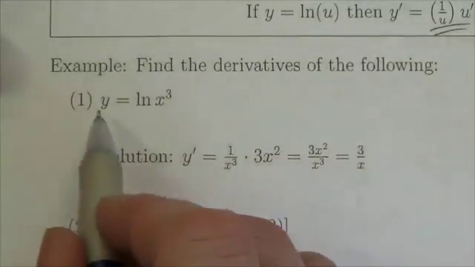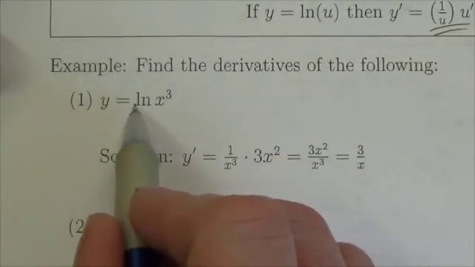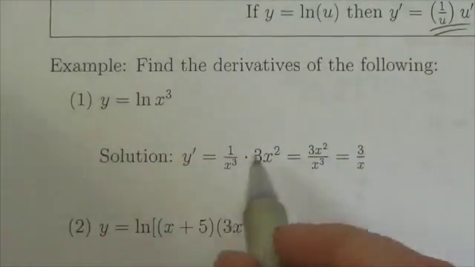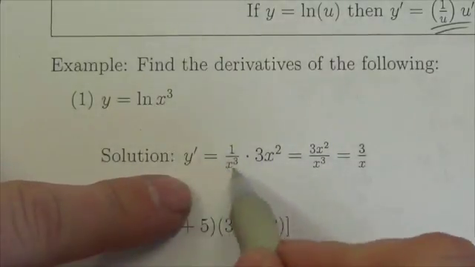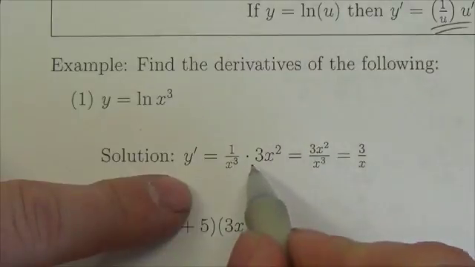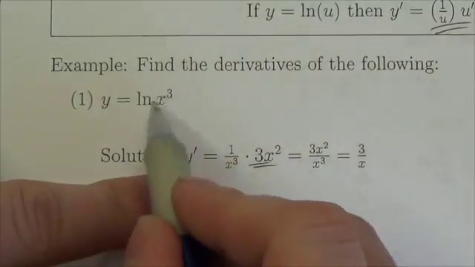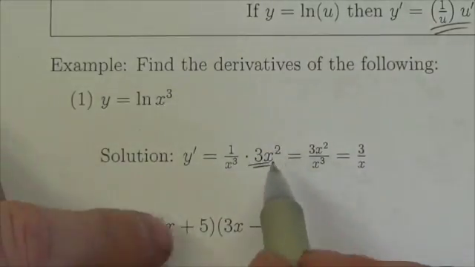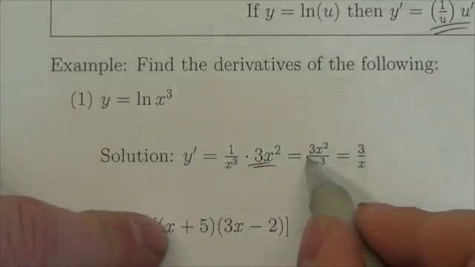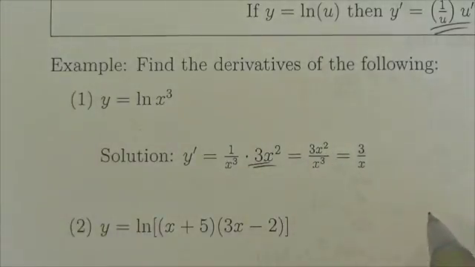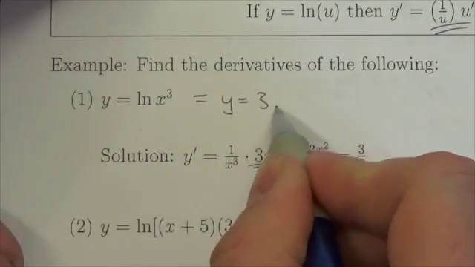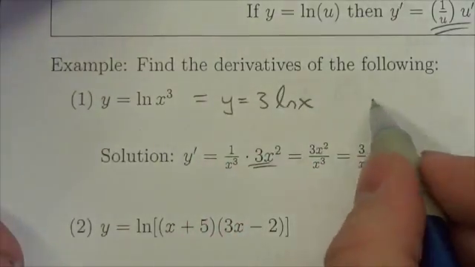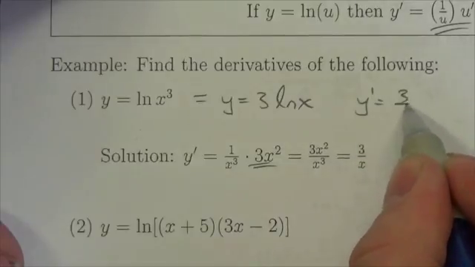We're going to take some derivatives here. So if we've got y is equal to the natural log of x cubed, we get y prime is equal to 1 over x cubed. There's the derivative of the natural log. And then we multiply by the derivative of what's inside, the x cubed, so it becomes 3x squared. 3x squared over x cubed becomes 3 over x. Now notice, another way you could have written that is y equals 3 times the natural log of x, and then the derivative is just 3 over x.